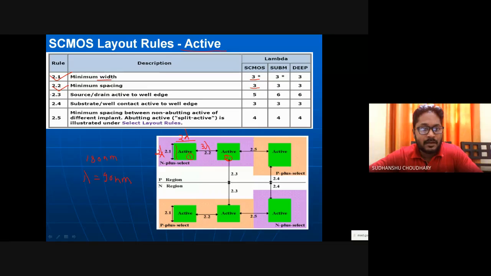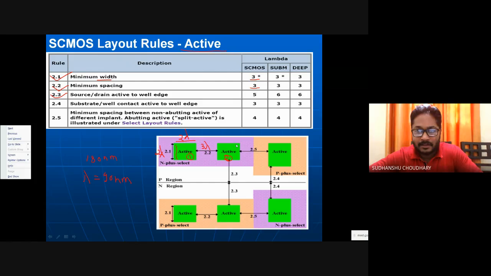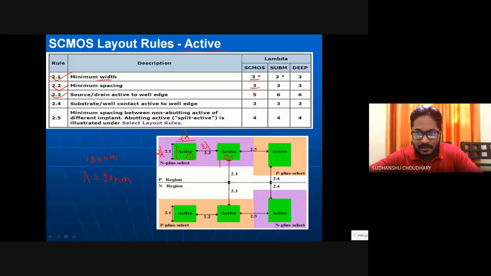Then we have another rule, that is source or drain active to well edge. Okay. So you have two wells here, N well, this N well. So source and drain active, that is this active which is acting as a source or drain diffusion region. So from this active to well edge, that is any of these well edges. Maybe this well edge also exists here. It is wrongly mentioned here, I think. So this should be minimum 5 lambda. Okay, 5 lambda.